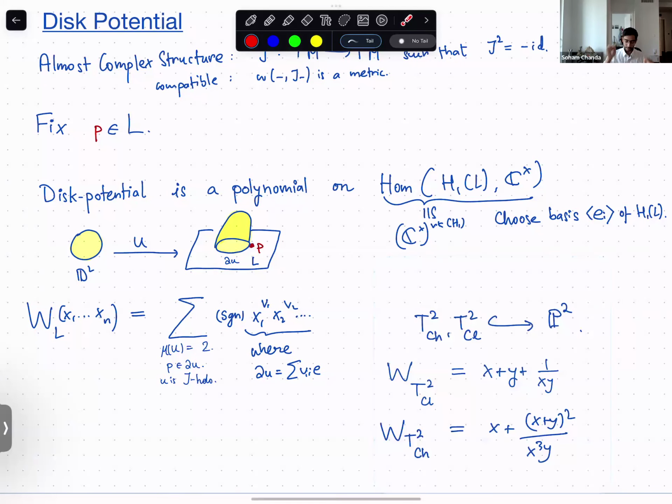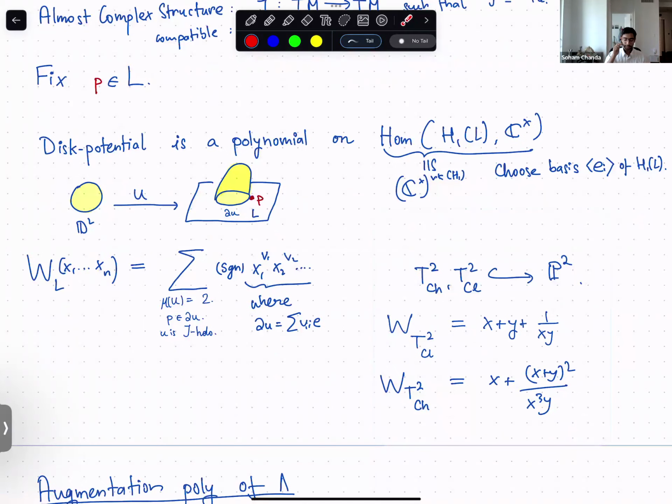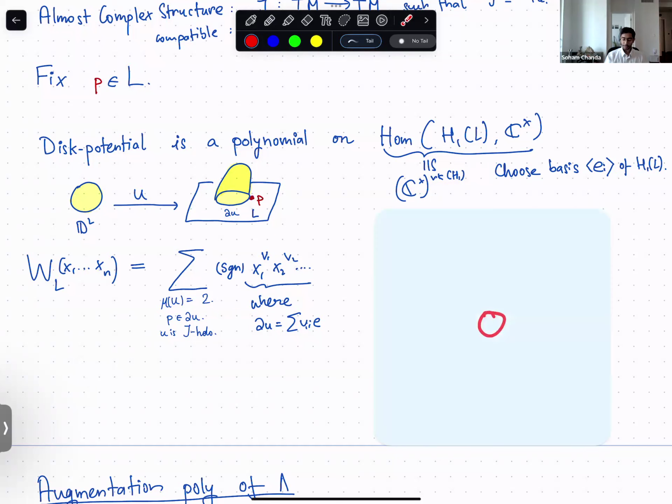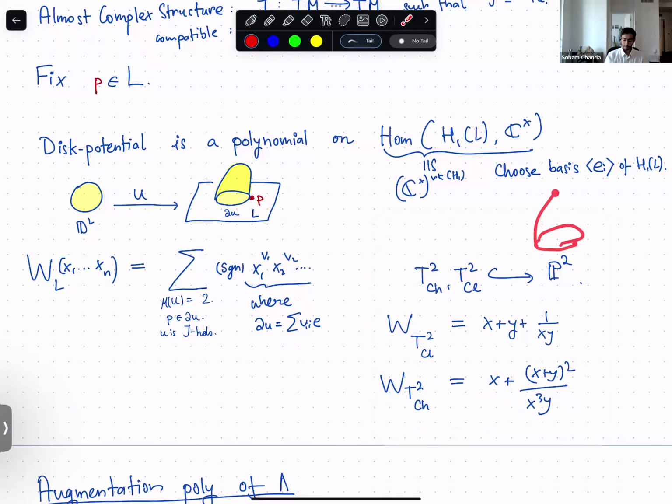As an example, you should think of the Clifford and Chekhov tori, and the potentials for them are these. For the Clifford torus, you have x plus y plus 1 over xy. For the Chekhov torus, you have x plus this binomial thing. And this just means that there is some holomorphic disk such that the boundary of U is exactly 1 times e1, where e1 is dual to x.